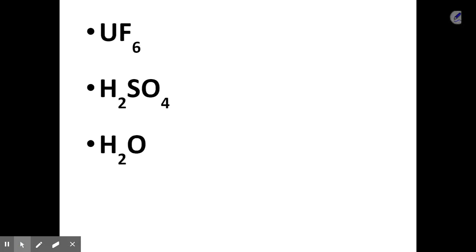UF6. First of all, we said that F always has to be -1. So -1, but we have 6 of those. So that side is -6, which means U has to be +6.